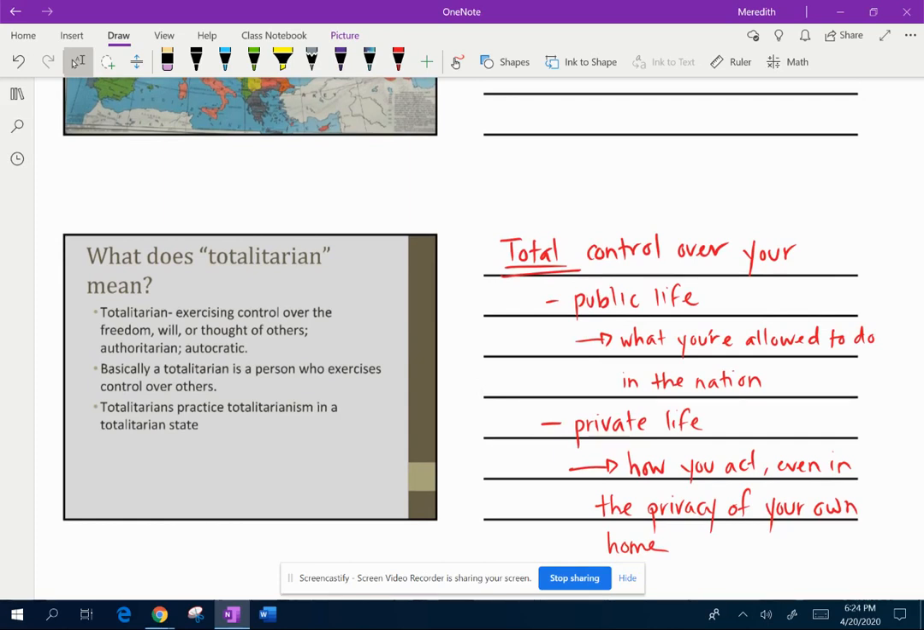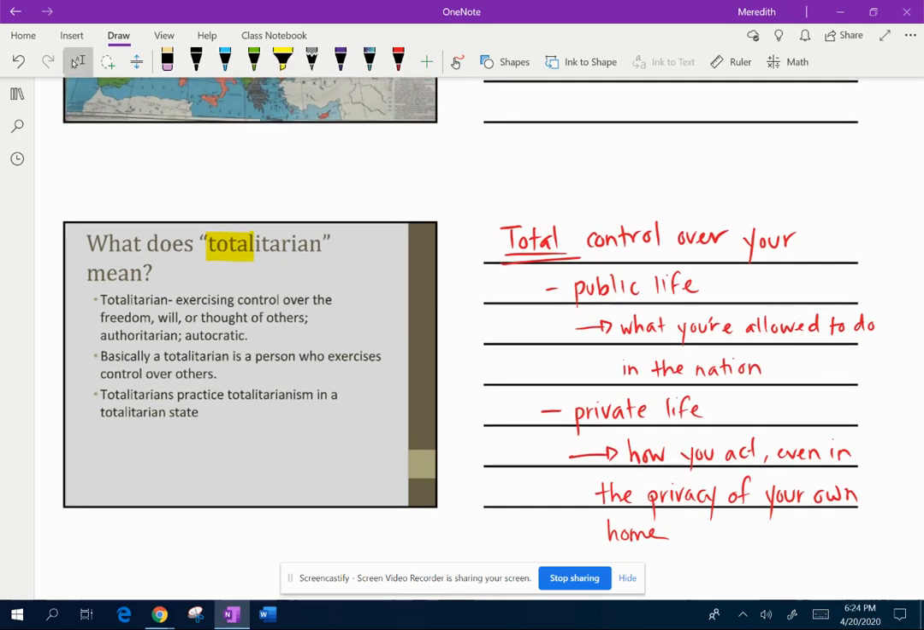Here is, I guess, the official start of the lecture on totalitarianism. So let's take a look at it. What does the word totalitarian actually mean? Honestly, when we're using our root words, our morphemes, total really describes what totalitarian means pretty well. An actual definition of totalitarian from a dictionary: exercising control over the freedom, the will, or the thought of others.